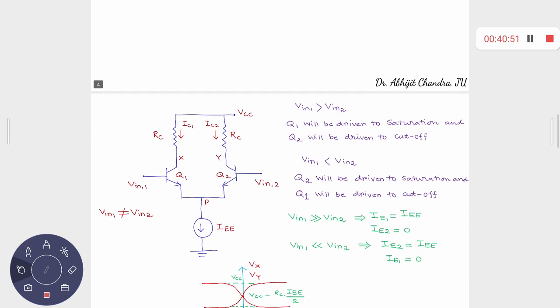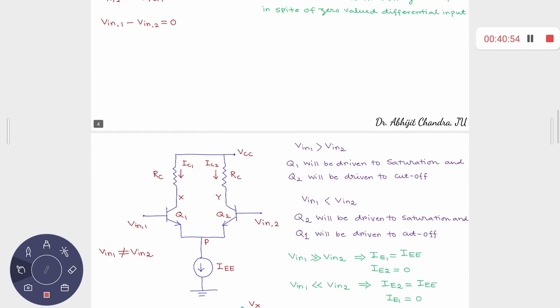Okay. Now what do I do? As of now, we have assumed that V1 and V2 are the same. Now I am allowing V1 and V2 to be unequal. That means now I am incorporating the differential signal into the context. So let me just draw it. This is the DC level, and over and above this DC level, you have this fluctuation.